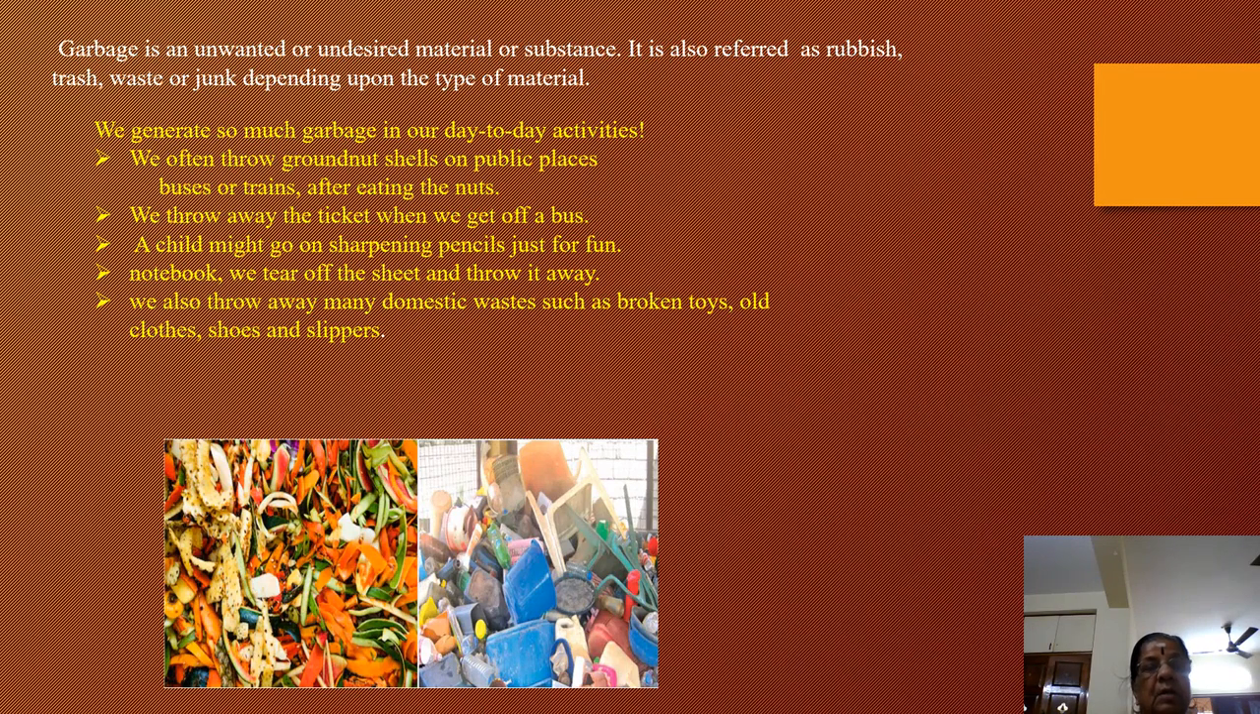We generate so much garbage in our day-to-day activities. We often throw groundnut shell, ticket, bus ticket, then sharpening pencil, notebook, tear off pages of the notebook, then domestic waste வந்து broken pieces of toys, old cloth, இந்த shoes எல்லாம் பிஞ்சு போயிட்டுன்னா அதையும் வேஸ்டில் போடுறோம். சரியா? ஸோ திஸ் இஸ் how do we generate waste.